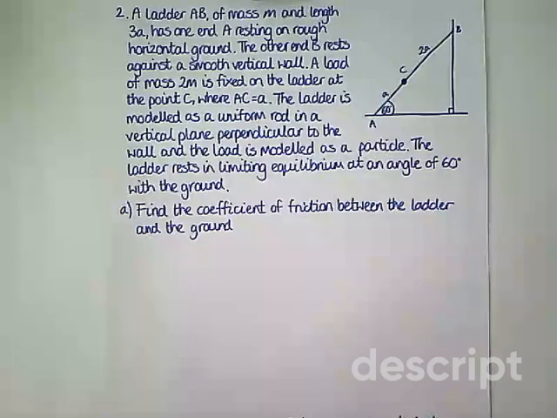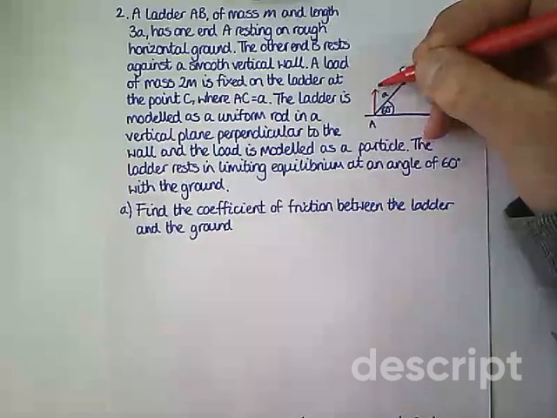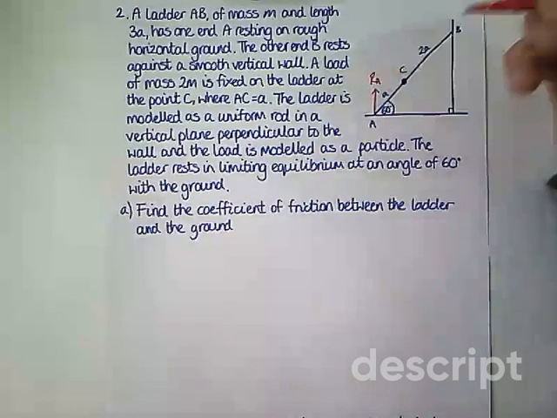Another example with static rigid bodies. This time we have a ladder resting on a wall. So we've got a ladder of mass m and length 3a resting on a rough horizontal ground. So we're going to have a reaction force at A. We're also going to have friction.